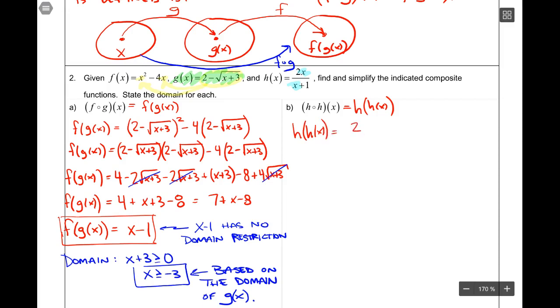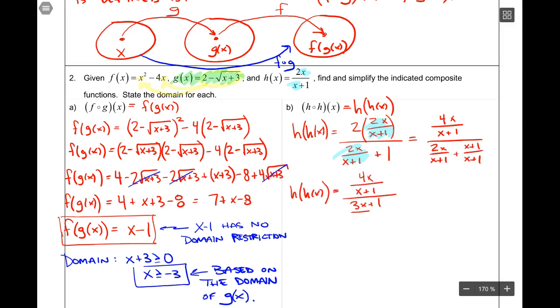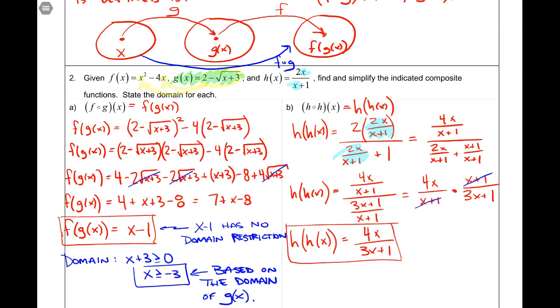I'm going to have 2 times the quantity 2x over x plus 1, divided by x plus 1, and x is going to be 2x over the quantity x plus 1. So again, I want you to notice here that wherever the x's are, that's where I had to plug h of x back in. Now let's go ahead and try to simplify this thing. All right, there's our simplified version of h of x.